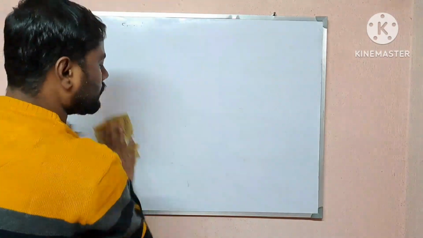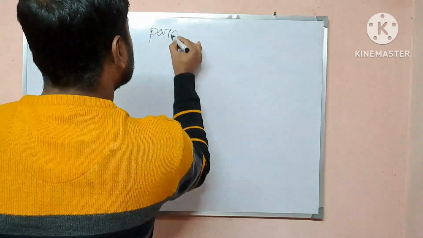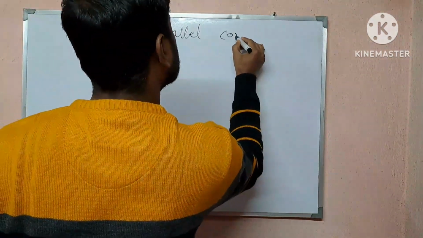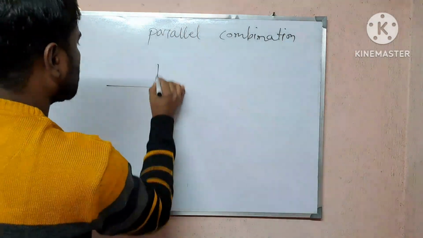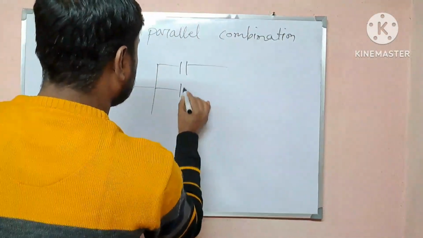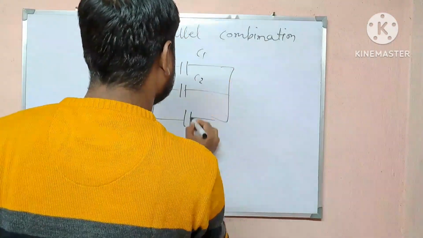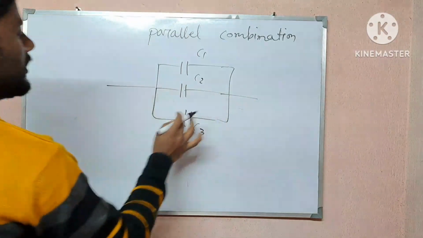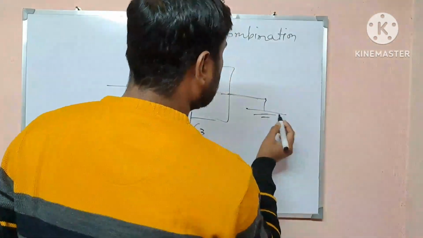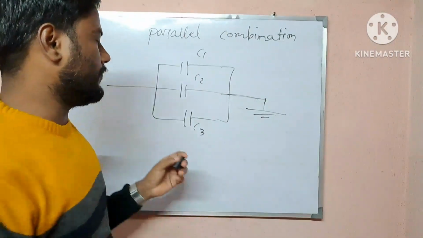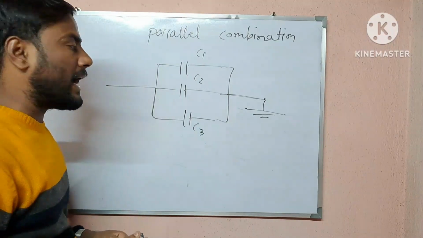Now we will talk about parallel combination of capacitors. This circuit looks like that. This is one capacitor, this is another, this is another. Suppose this is C1, this is C2, this is C3. So what's happened here? Just look at the circuit carefully. Let's say the last one is grounded. It may be grounded or not, it doesn't matter. So here all these capacitors are connected in parallel.